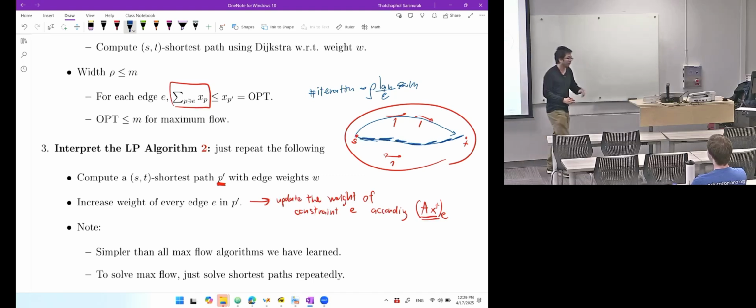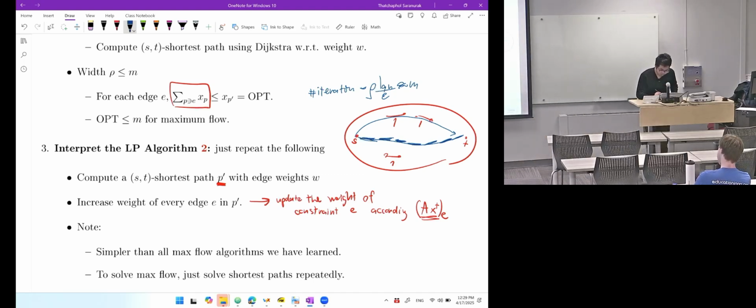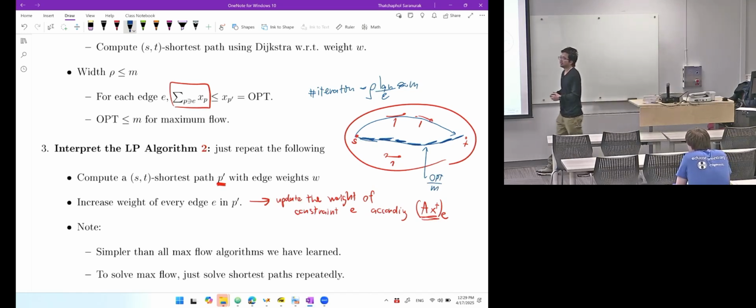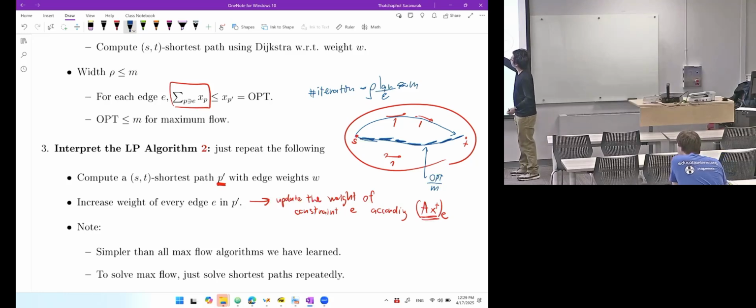So the flow value on each of these paths is going to be something like OPT over m, because on each path we put OPT value and at the end we average over m paths. So that's why it's okay to reuse some of the edges on this path.